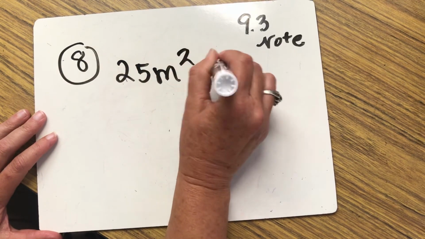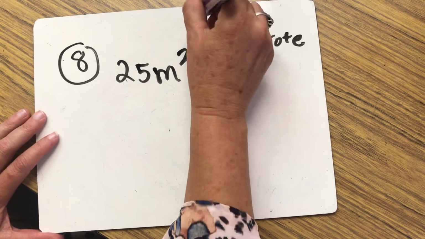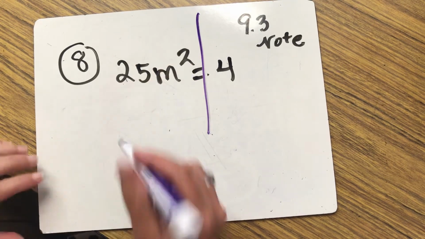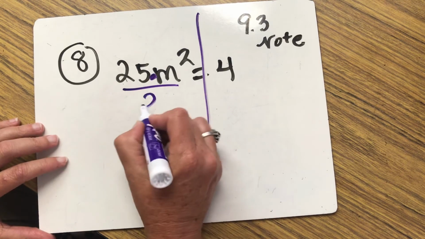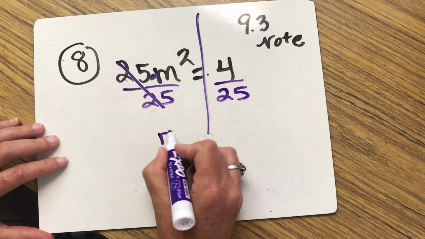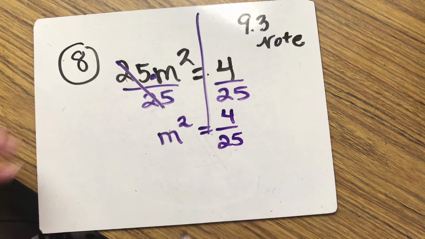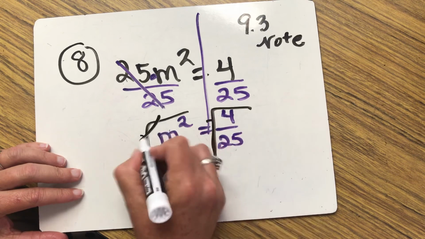25m squared equals 4. Let's take the square root of both sides. Oh, not yet. Sorry, let's draw our line. We need to get the m squared alone. That means Mr. 25's got to go. The opposite of multiplication is division. Whatever we do to one side, we do to the other. m squared equals 4 all over 25. And we know we're not done because that variable is squared, and we need it to be just m, not m squared. So we're going to take the square root of both sides.